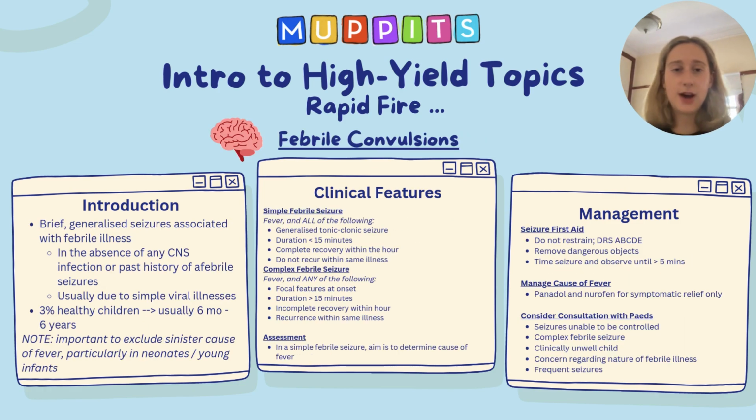And the final rapid fire topic is febrile convulsions in the neuro section of the matrix. So in terms of an introduction, it is brief generalized seizures associated with a febrile illness, but there's an absence of any central nervous system infection or a past history of afebrile seizures. It is usually due to simple viral illnesses like respiratory tract infections. And it occurs in 3% of healthy children and usually between 6 months and 6 years.